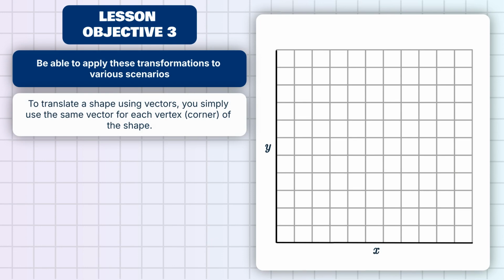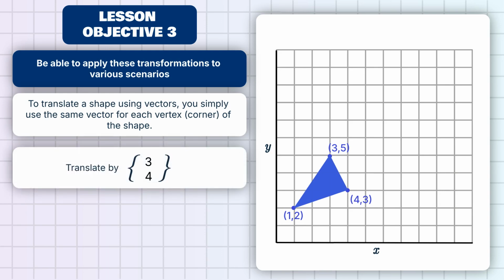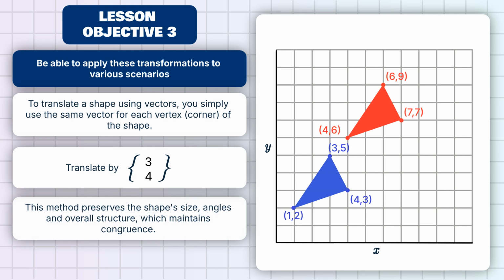To move or translate a shape using vectors, you simply apply the same vector to each vertex or corner of the shape. Suppose we have a triangle with vertices at (1, 2), (3, 5), and (4, 3). If we want to translate this triangle by the vector 3 over 4, we would move each vertex of the triangle by 3 units to the right, and then 4 units upwards. Our new vertices would be (4, 6), (6, 9), and (7, 7). This method preserves the shape's size, angles, and overall structure, maintaining congruence.